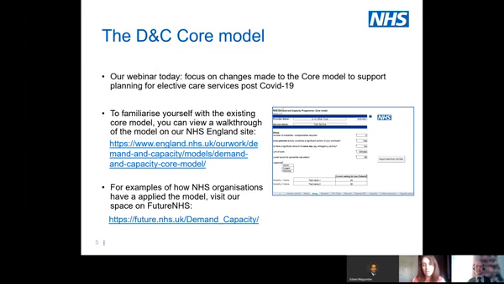On the webinar today, Keith will be talking you through the changes made to the core model to support planning for elective care services post-COVID-19. If you haven't used or seen the core model before, today might be a lot to take in. If you would like to familiarise yourself more with the existing core model, you can watch a walkthrough on our website. We're displaying the link here, and it's a step-by-step guide on how to populate the whole model.